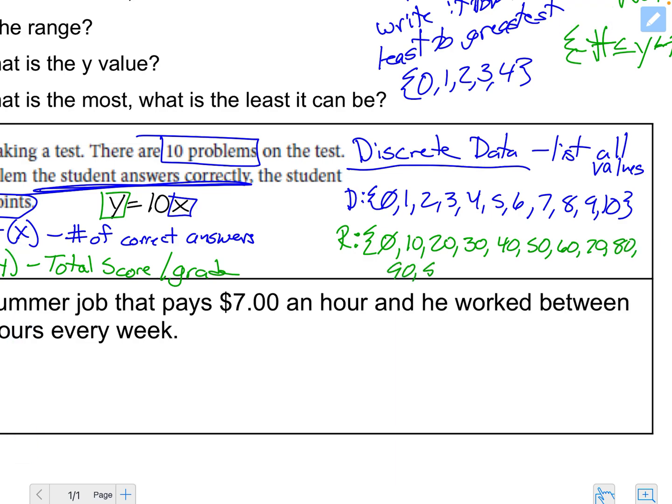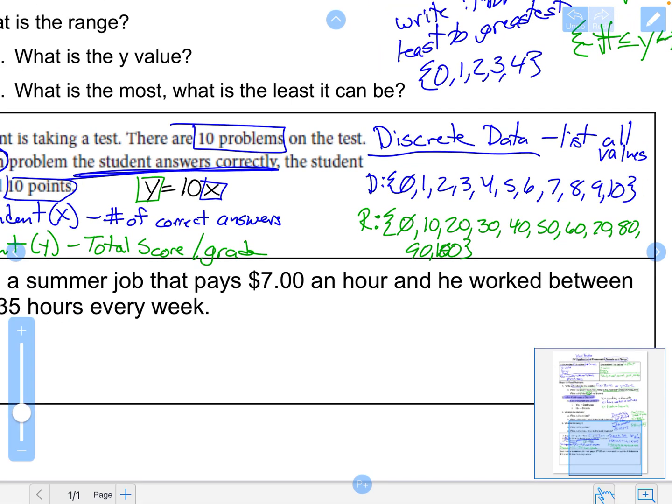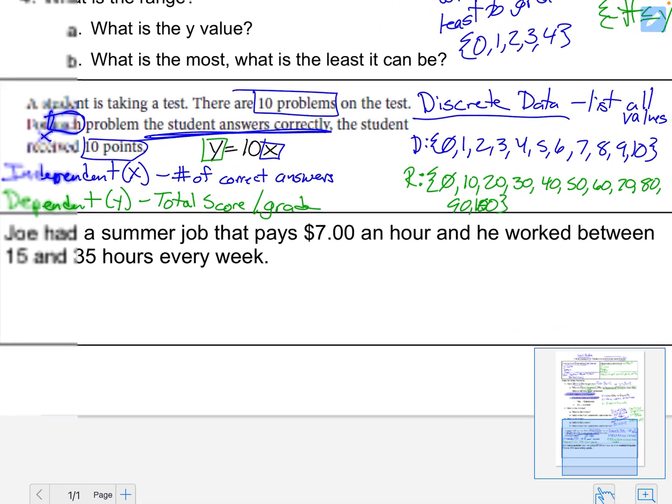test. That's supposed to be 100. And so I would list every 10th number. So 0, 10, 20, 30, 40, 50, 60, 70, 80, 90, 100, because those are all the possible scores a kid could get on a test. And so that's what discrete data, domain, and range looks like. So now let's look at our next question.